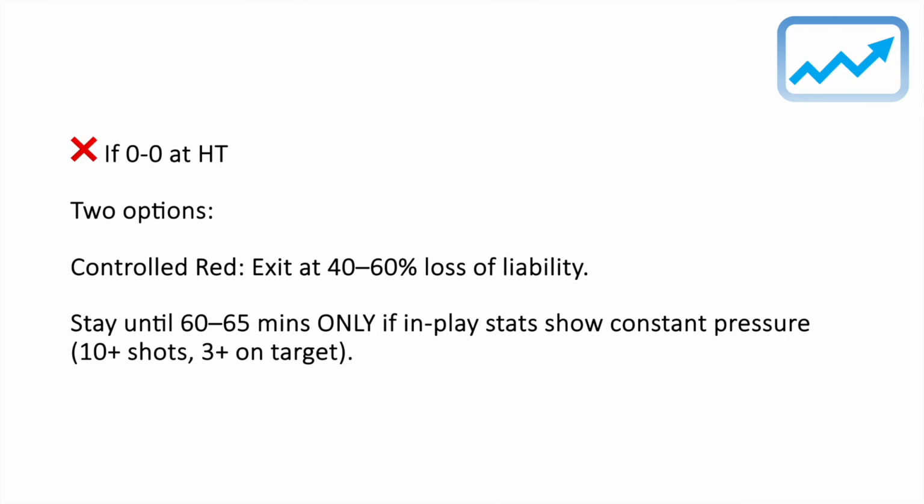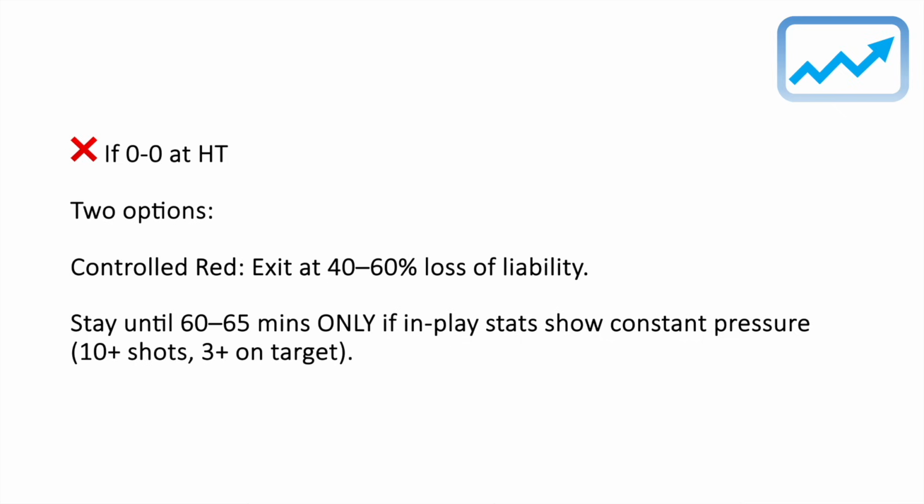So what happens if it's 0-0 at half-time? With my strategy, I have two options. There's a controlled red, so you could exit with a loss, so around 40 to 60% of your liability at half time. I very rarely do that unless the stats are really showing that it's a high probability that it is going to be a 0-0 draw.